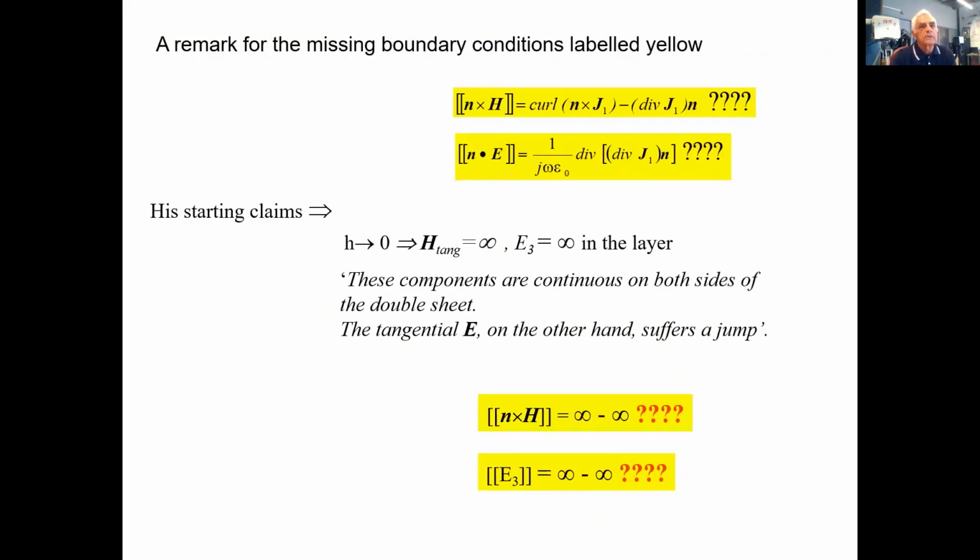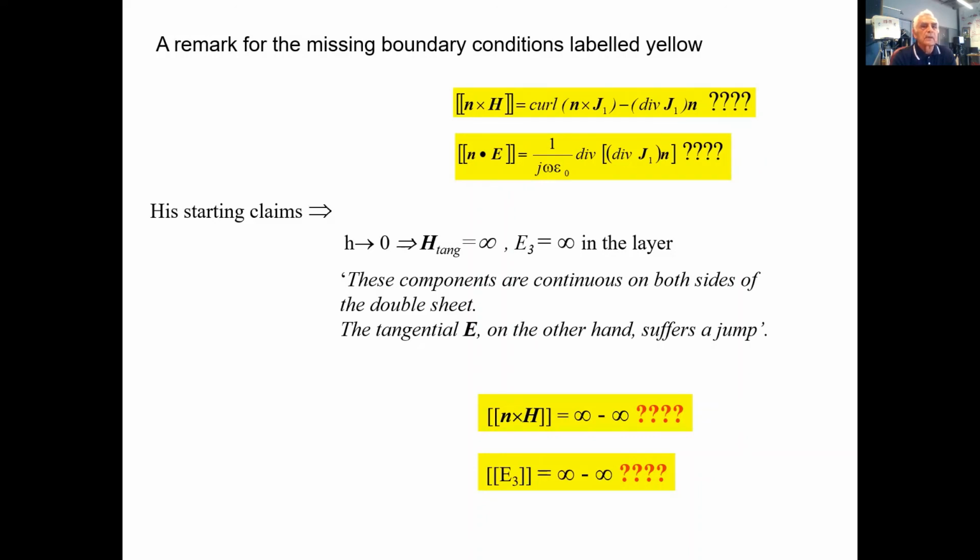Now, concluding my speech, I would like to say also something about the missing boundary conditions written in yellow. The asymptotic method used by Professor van Bladel did not permit him to find them. His attitude concerning these conditions, I guess, was determined by his intuitive claims stated as H tangent and E3 become infinite in the layer. And these components are continuous on both sides of the double sheet. The tangential E, on the other hand, suffers a jump.